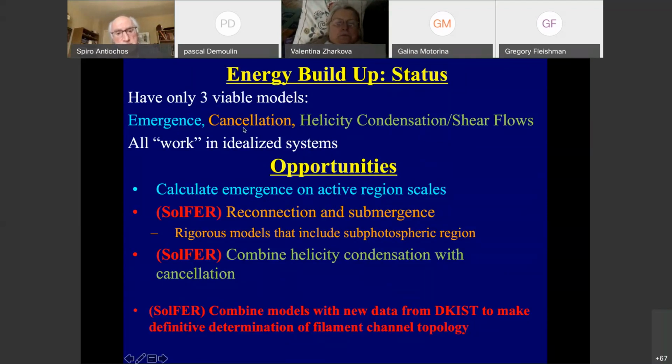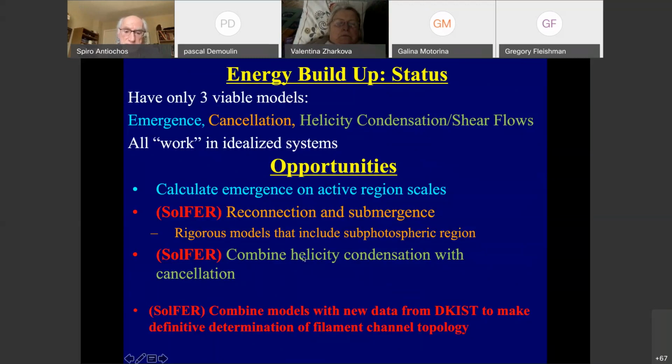For cancellation, what we really need to do is self-consistent cancellation, where we actually have a sub-photospheric region, we put in the flows, and let's just see how flux actually submerges. And do we get a twisted flux for that case?